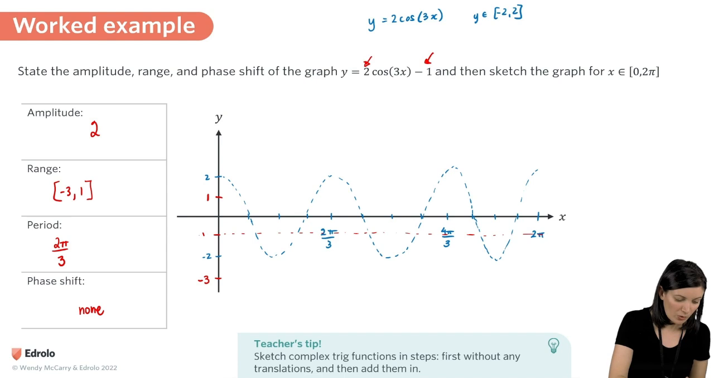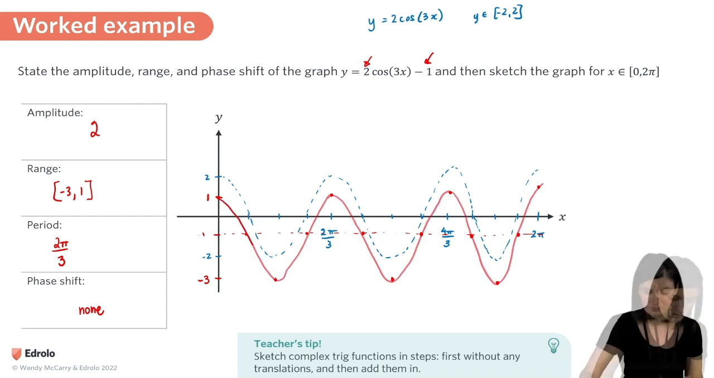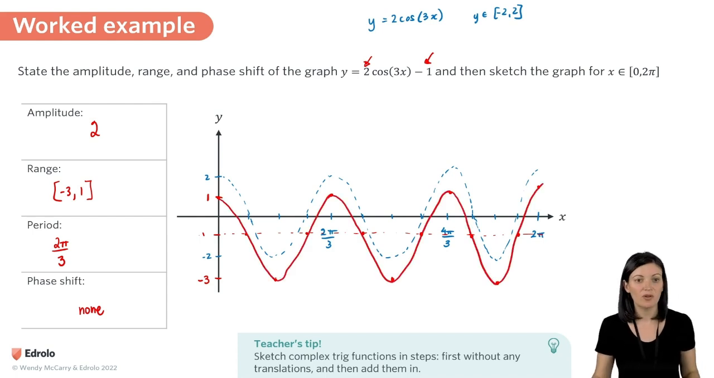So all of these main points are going to move down by 1. This one's going to go from 2 to 1. That's going to go from 0 to -1. That's going to go from -2 to -3, and so on. So we can draw in all of our main points like we did before, and that can help us to draw the graph a little bit more accurately. And then finally, I'll just join up those dots. And there you have it. We've got the graph of y equals 2 cos of 3x minus 1.